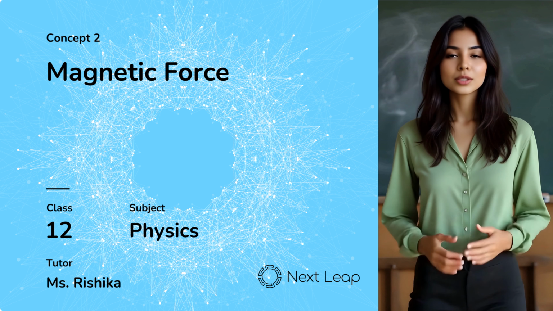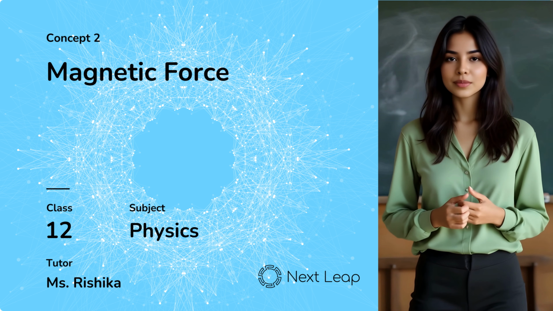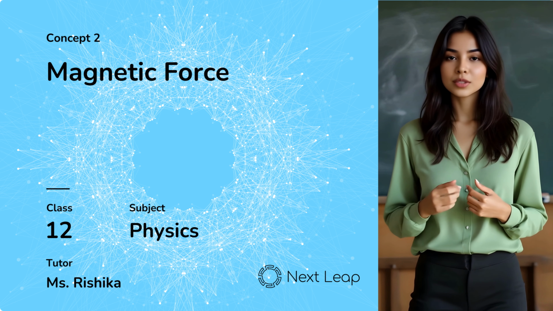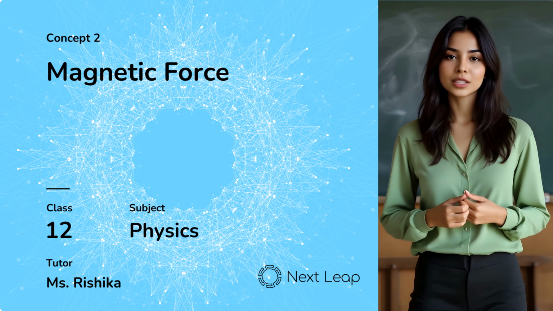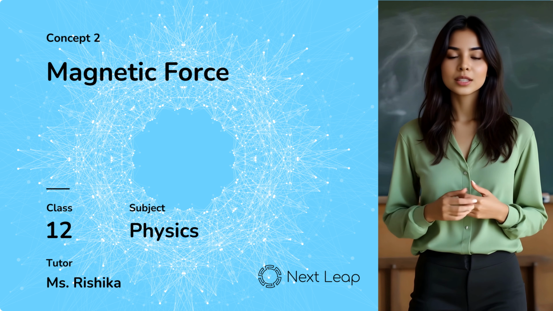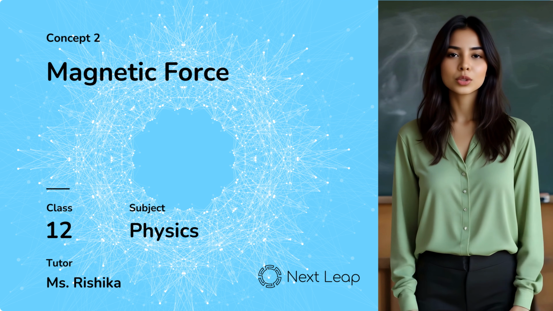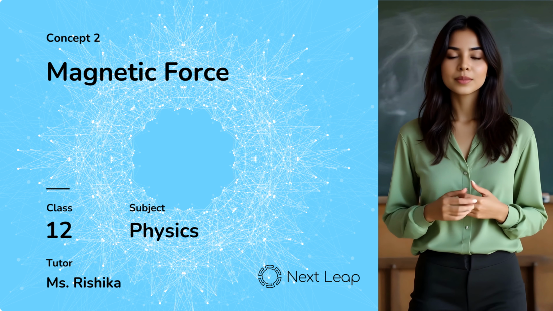The direction of this force isn't arbitrary, it follows a rule. For positive charges, we use the right-hand rule. Point your fingers in the direction of velocity, your palm towards the magnetic field, and your thumb points to the force. This isn't just theory. It's the principle behind electric motors, particle detectors, and even how Earth's magnetic field steers charged cosmic rays.